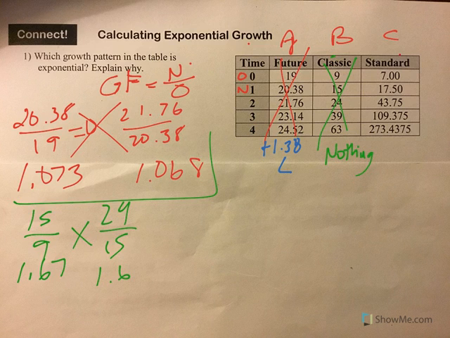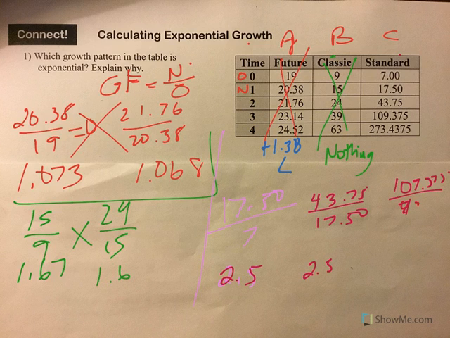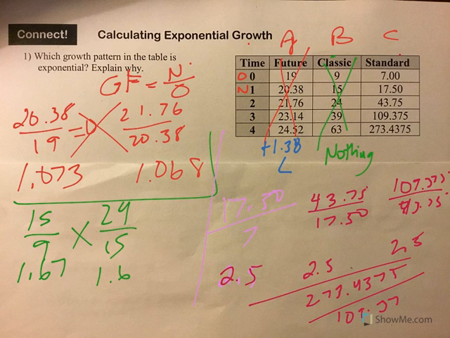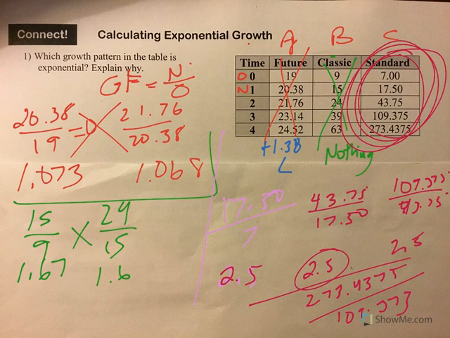Okay, so we're looking at standard here. If I start with 1750 divided by 7, I get 2.5. Then if I take 4375 divided by 1750, I get 2.5. If I take 109.375 divided by 43.75, I get 2.5. And if I take 273.4375 divided by 109.375, I get 2.5. So standard is exponential because it has a common growth factor of 2.5.